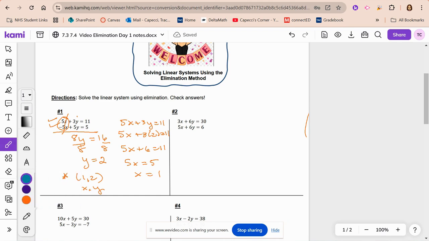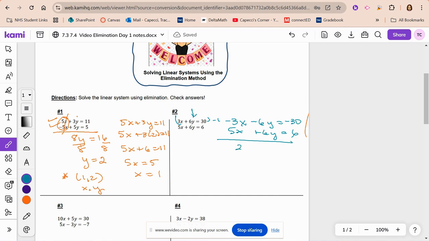Okay, let's look at the next one. Now I notice my variables are lined up in columns, but I notice that nothing will zero out when I add it. But I do see that I have positive 6y for both the first and second equation. So if I multiply one of the equations by negative 1, that would give me negative 6y, and that would help. So I'm going to do that first. Again, every term has to be multiplied by negative 1. I get negative 30. I'm going to rewrite my second equation.